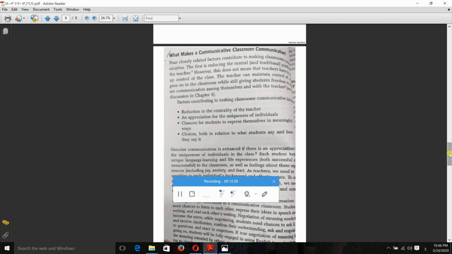Very well. There are four main factors contributing to making classrooms communicative, including reduction in the centrality of the teacher.